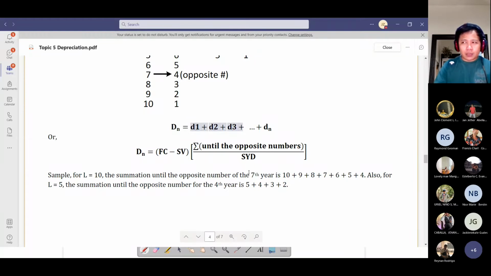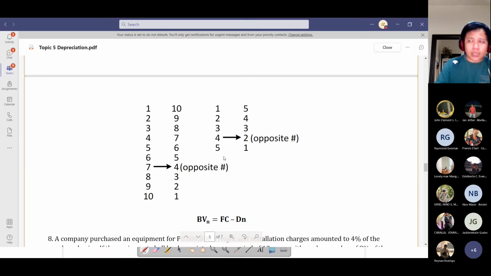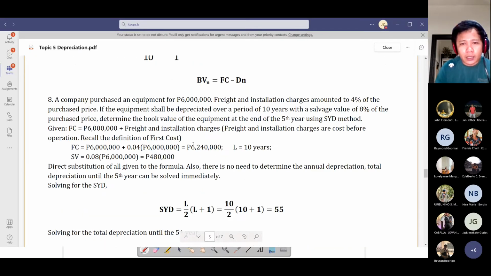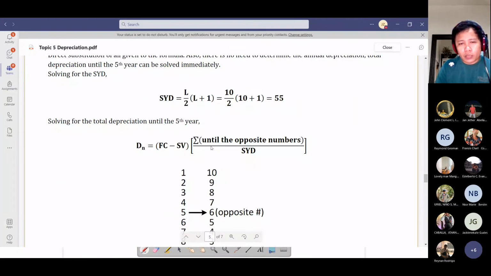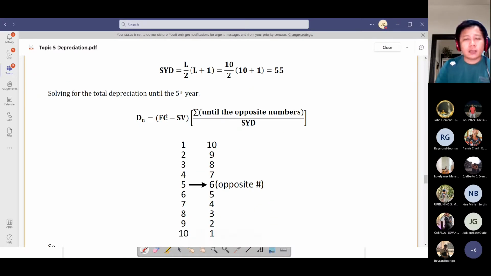The question is the total depreciation until the 5th year, at the end of the 5th year. If I did not use the shortcut, I would use D1 plus D2 plus D3 plus D4 plus D5. But since I'm going to use the shortcut, no need to solve for the annual depreciation. Recall the shortcut: first cost minus salvage value over SYD. The numerator is the summation until the opposite number.